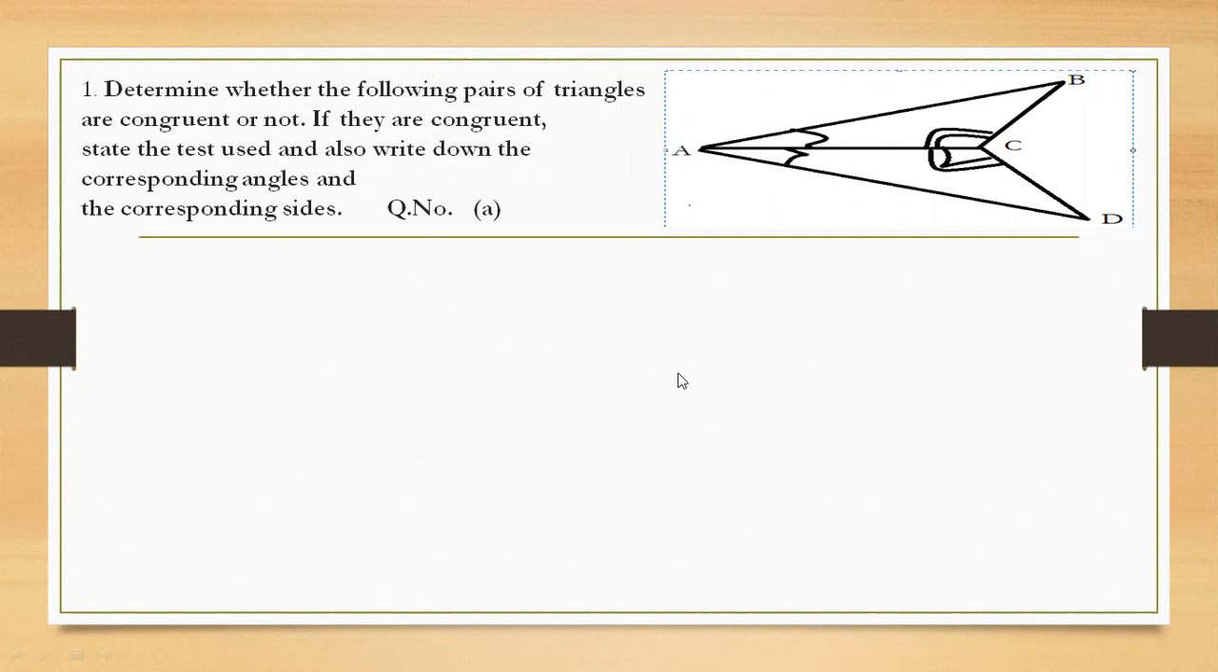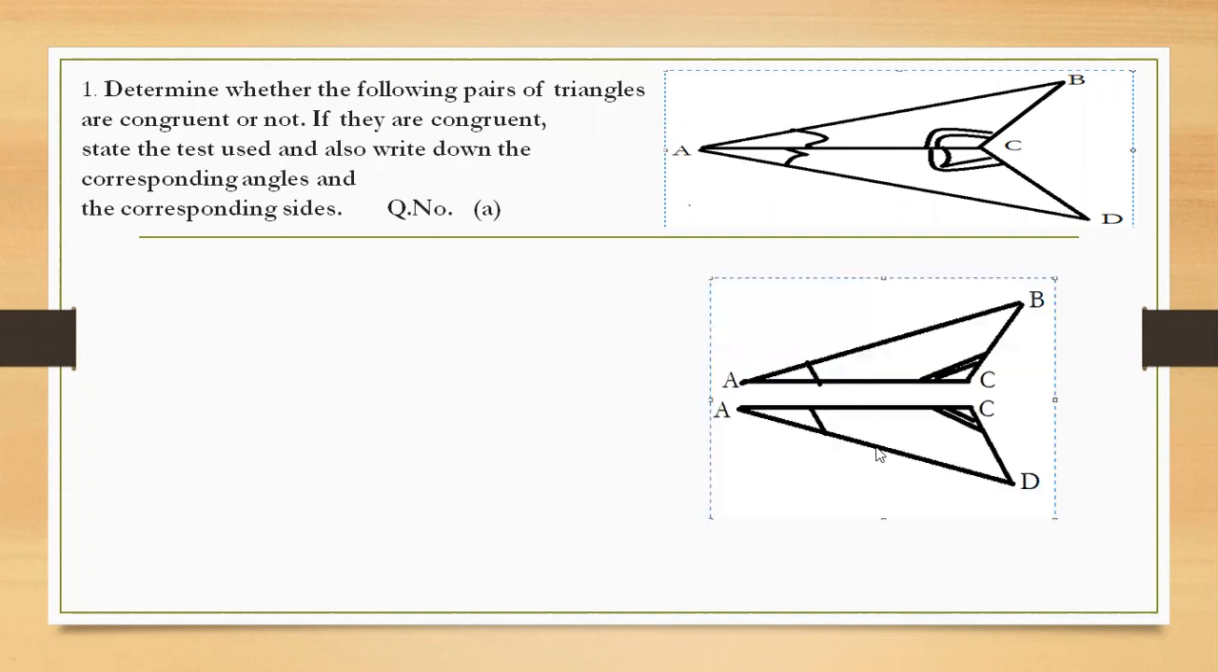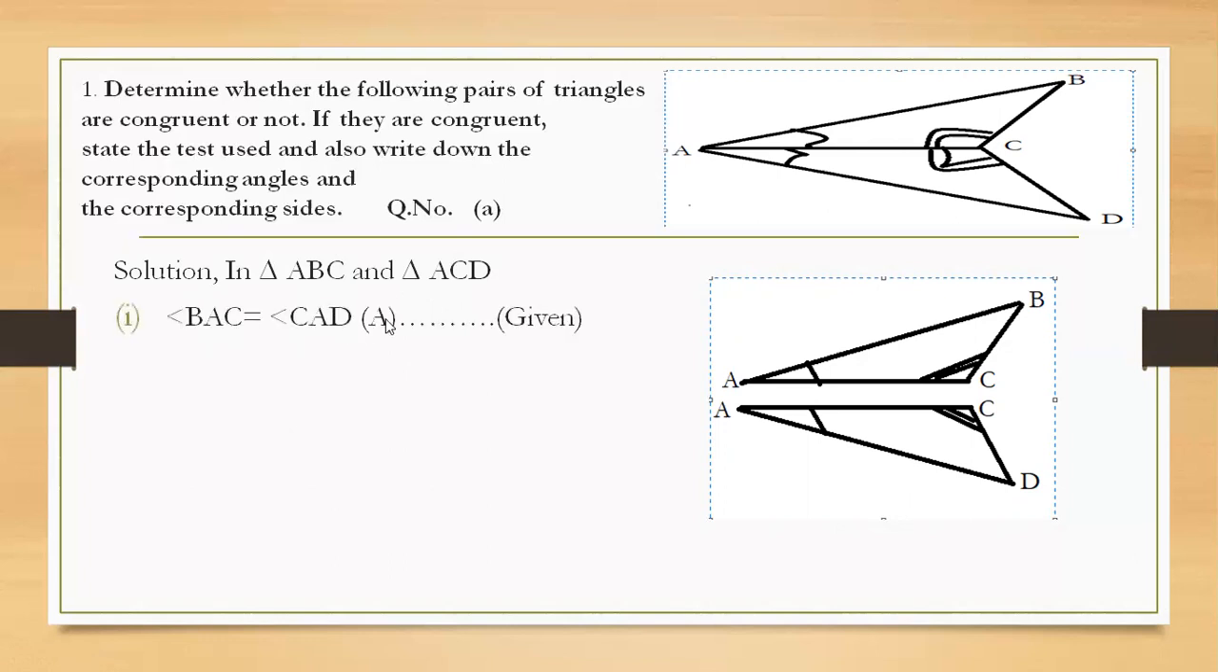When you separate them, the two triangles will be like this. So AC is the same side, that's why AC is known as the common side. So these two triangles will be congruent by the angle side angle axiom. And here in triangle ABC and triangle ACD, angle BAC equals angle CAD, that is given.